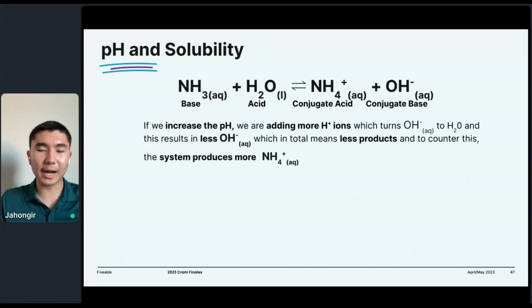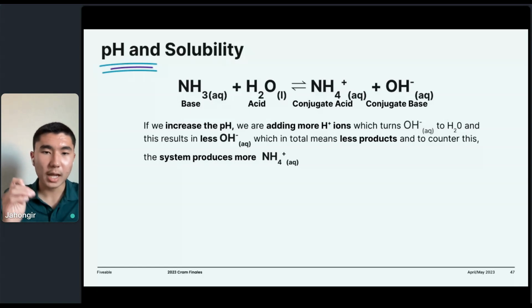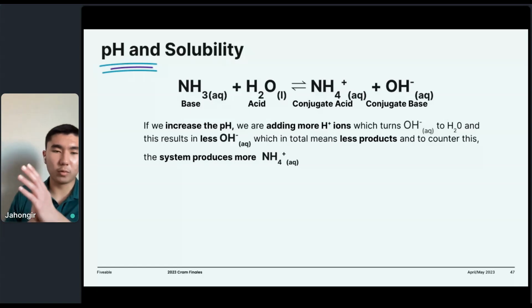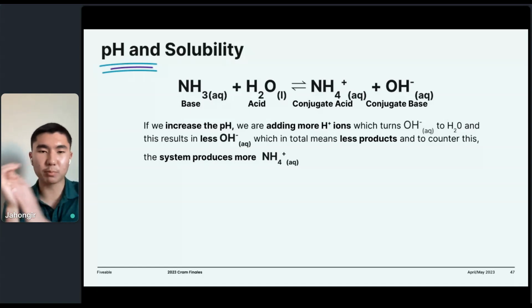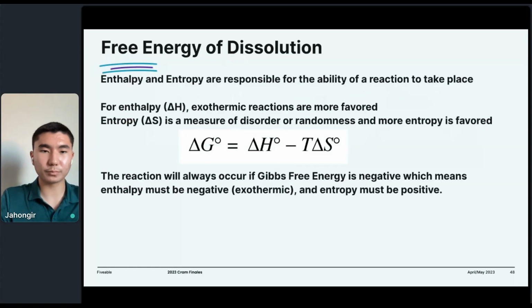And if we increase the pH, we're adding more hydrogen ions. I mean, go figure. If we're increasing pH, pH is basically dependent on the hydrogen ions. And if we turn OH to H2O, this results in less OH, which means that we have less products. And to counter this, the system produces more NH4. So as you can see, if we increase the pH, we're increasing the hydrogen ions. Hydrogen will bind to the hydroxide, forming water, and we have less products. So to counterbalance that, we need to produce more products. We need to produce more of our conjugate acid.